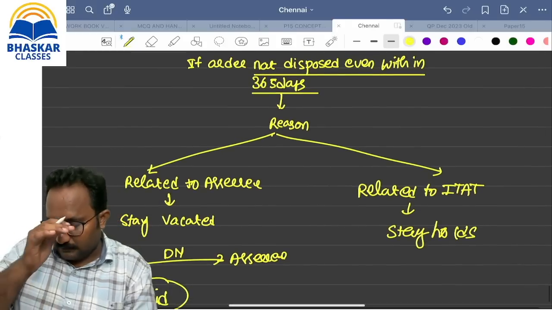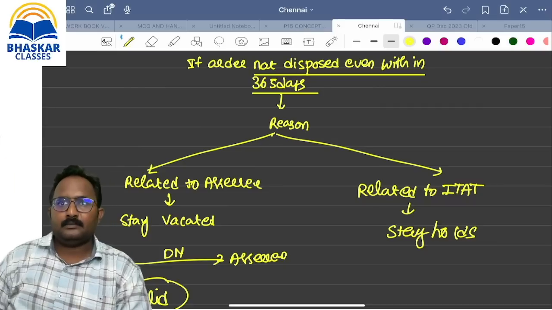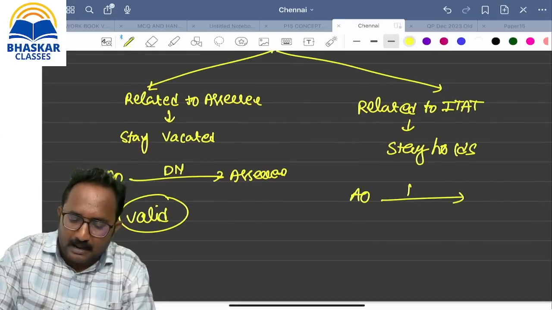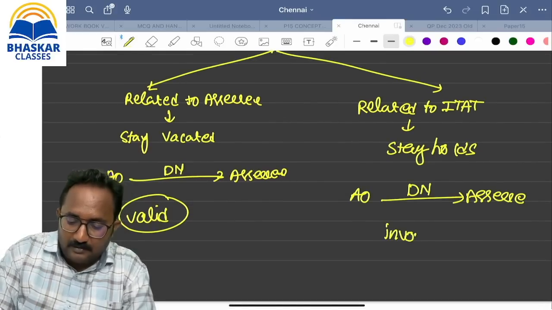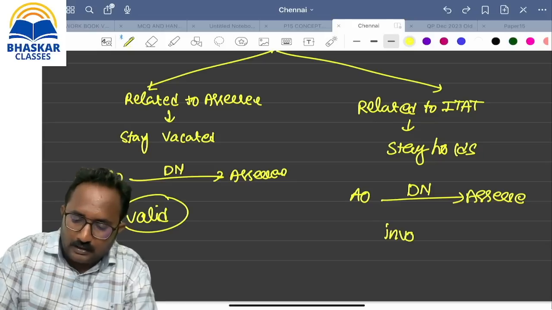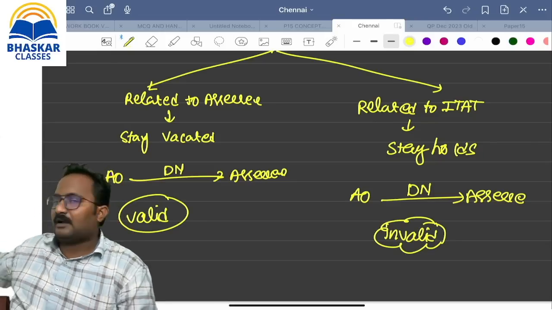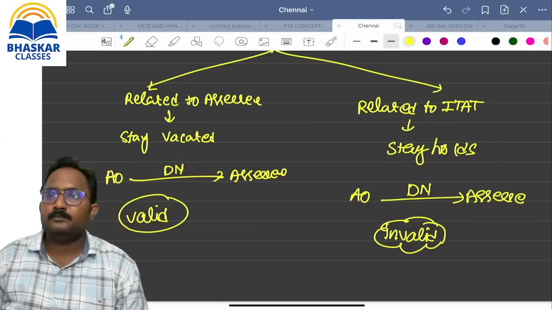Now, stay holds when? Within 365 days the order was not disposed. The reason is related to whom? ITAT. It is purely an ITAT mistake. Stay holds only if AO issues the demand notice during the stay holding period. This action will be invalid. Are you clear up to now? Please give me confirmation about understanding of this concept. If you have not understood, please let me know.